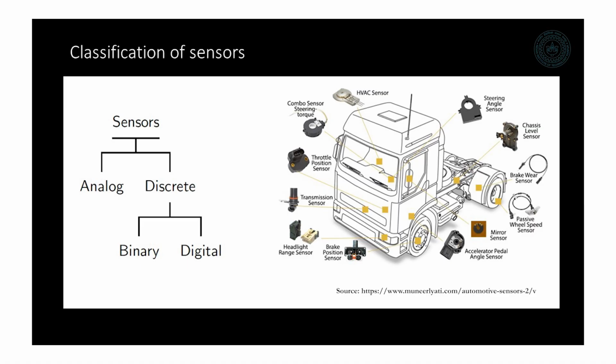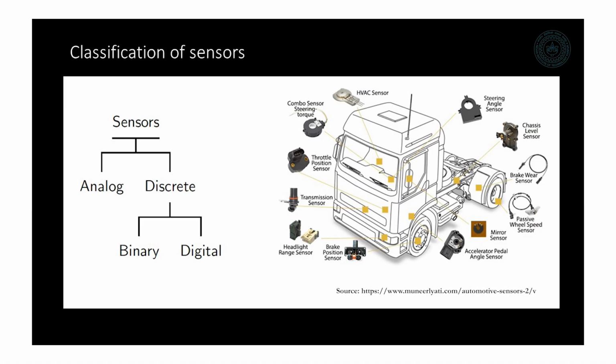So, if you look at a truck like this, where are all the sensors? The sensors are located all over. There are HVAC sensors here. There is a combo sensor for steering, measuring the torque during steering. There is a throttle position sensor here. There is a transmission sensor here. There is a headlight range sensor here, a brake position sensor near the wheels. There is a mirror sensor by the mirror. There is an accelerator pedal angle sensor here, where the driver sits and places his foot on the pedal.